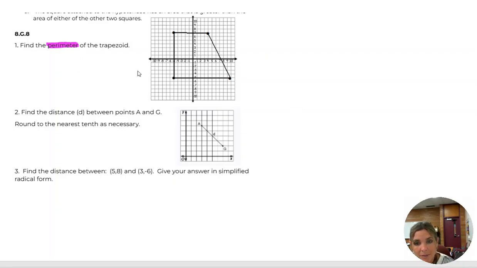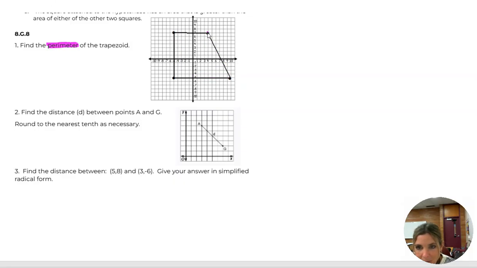So number one, find the perimeter of the trapezoid. In order to find the perimeter, it is the distance around the outside of the shape. Okay, so this is perimeter. And in order to find this perimeter, we can actually count. Let me go ahead and erase this and do it one piece at a time.